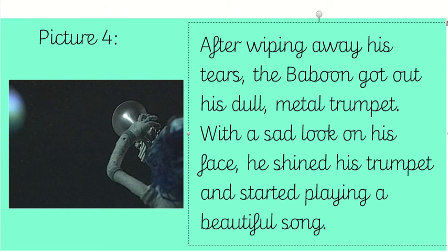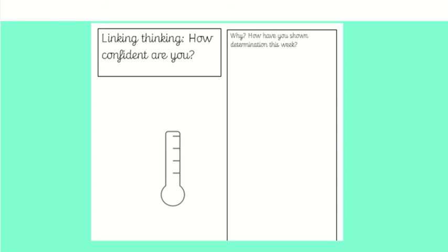Now let's move on to a good reflection for the end of our learning journey. So back to linking thinking. How confident are you? So we have our numbers down the side. We have 1, 2, 3 and 4. How confident are you? If yesterday you were at a 2, you're now going to be at a 3 because you've practiced some more. So every day you would have increased just a little bit. If you're almost up to 4, then today you're going to be at 4. And you need to tell me today, why have you shown determination this week? Or how have you shown determination this week, sorry.